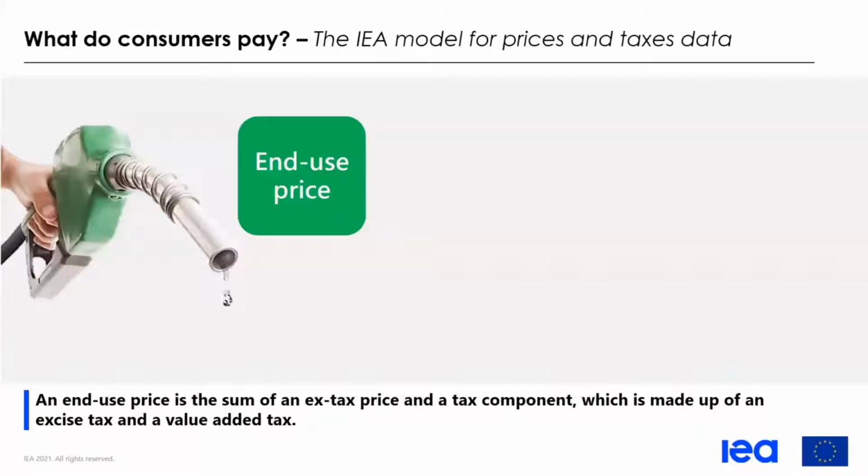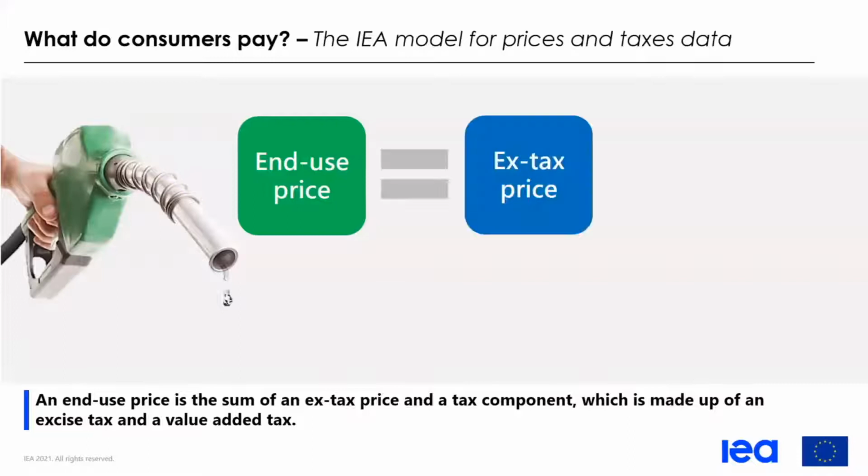End-use energy price is the sum of 2 subcomponents: ex-tax price and taxation, which is the sum of value-added tax and excise taxation. Having information on these components allows us to have a more solid understanding of the situation in the country and to draw policy implication and guide policy making.